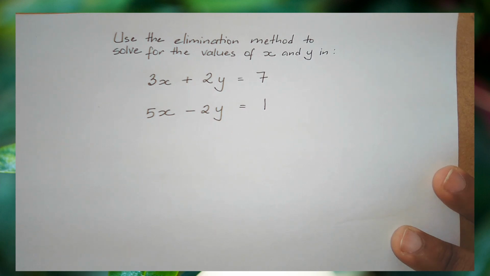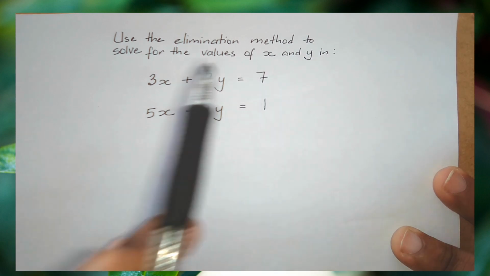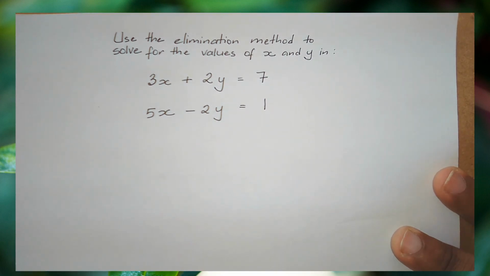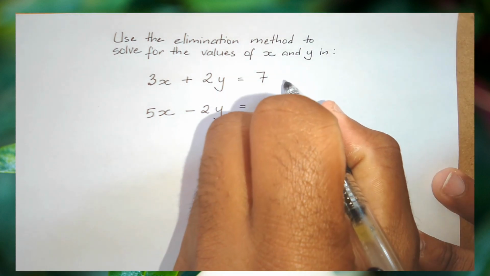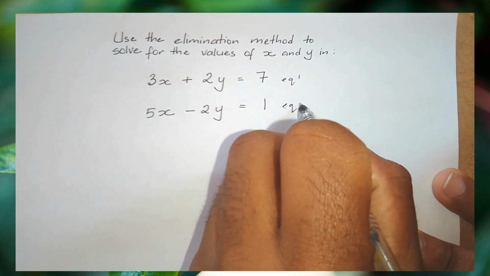So here we have this question that says, use the elimination method. That means if you don't use the elimination method, you're not answering the question. So we want to use the elimination method to solve for the values of x and y in the system of equations. So here we have two equations. The first thing we're going to want to do is to label our equations. So I'm going to call this equation 1 and equation 2.